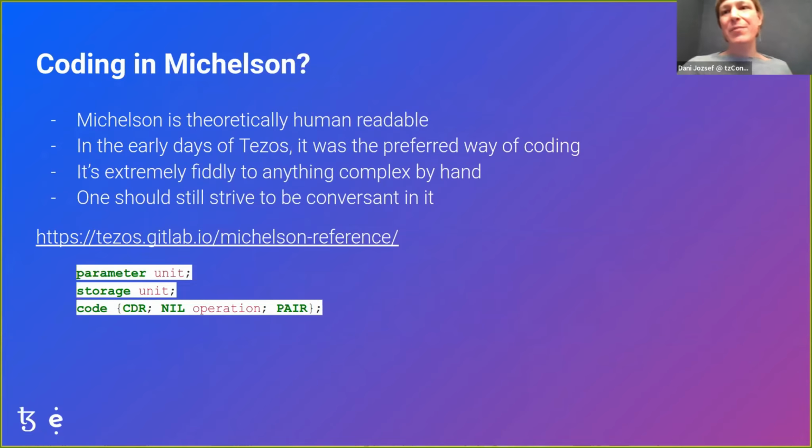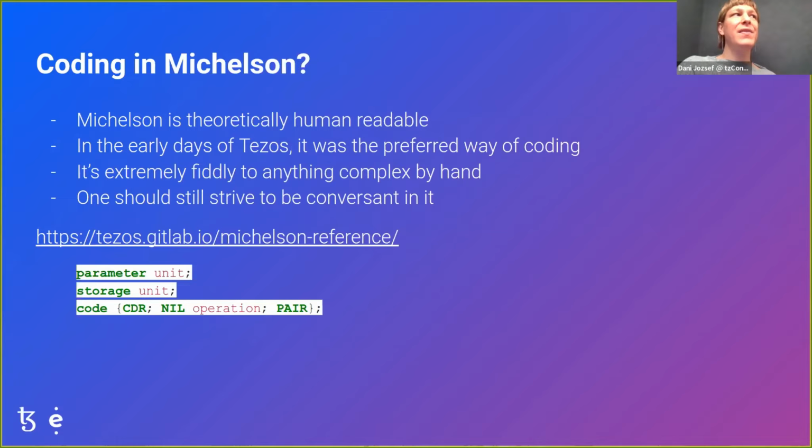Okay, so I'll talk a bit about Michelson. So Michelson is theoretically human readable. And in the early Tezos, it was used as the preferred way of coding because there were no higher level languages yet. And it can be used. I have done some Michelson coding for fun. As long as the smart contract is really, really simple, it's quite doable. And in a way, it's entertaining, similar to coding in assembly or something. But if you want to do anything complex by hand in Michelson, you're going to be really frustrated.